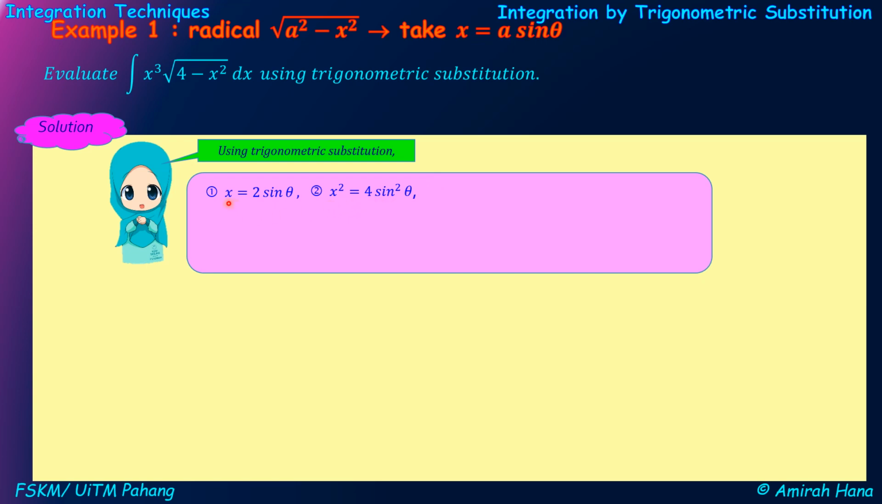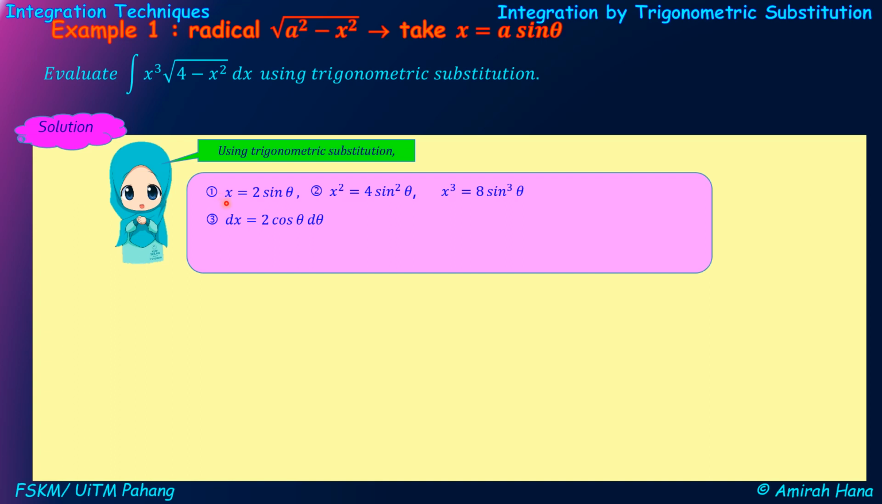Right? So from step 1, x equals 2 sin theta. So our x cubed equals 2 cubed, which is 8, and then sin cubed theta. Alright? And after that, step 3, we need to differentiate from step 1.